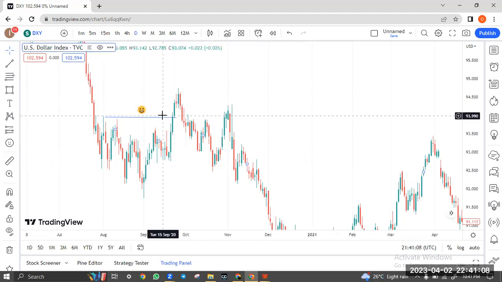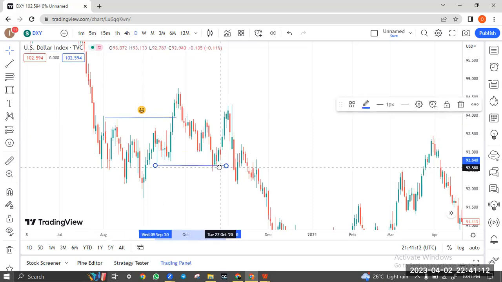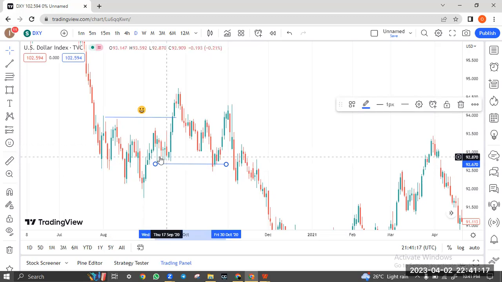Where is the next form of liquidity if they are going down? The next form of liquidity, if they are going down, is below this low. Look at this low. This is where retail traders using indicators will think that it's a support, but it's not a support. It's a place for liquidity. They came and took it out. Look at how they took it out.